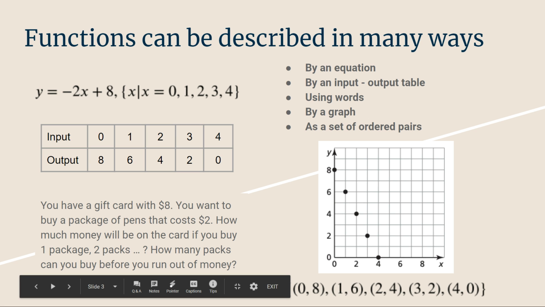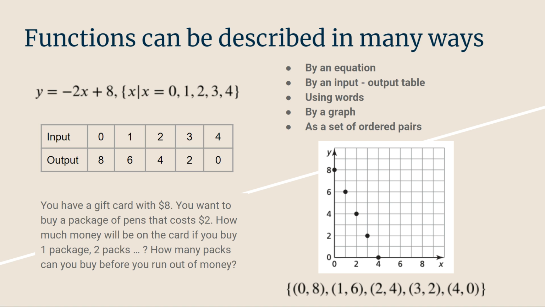So, functions can be described in many ways. They can be described using equations. You can show a table of input and output values. Again, input means x and output means y. You can describe functions using words like story problems. You can show them on graphs, and you can write out a list of ordered pairs. So ordered pairs means coordinate points. If I say ordered pairs, I'm talking about a coordinate point like 0, 8 at the bottom of the screen and 1, 6.